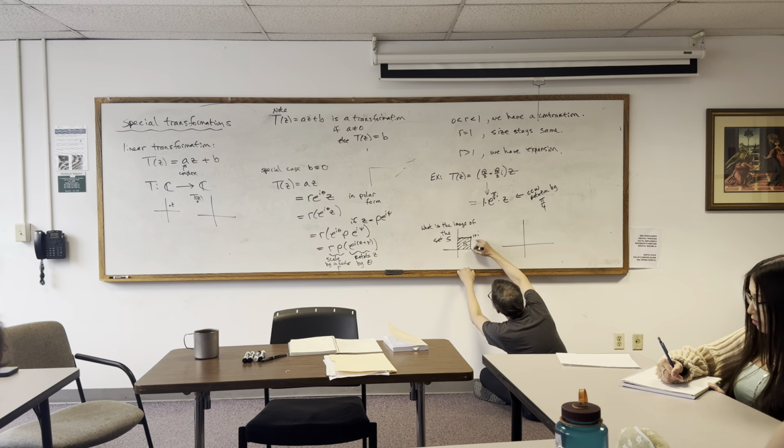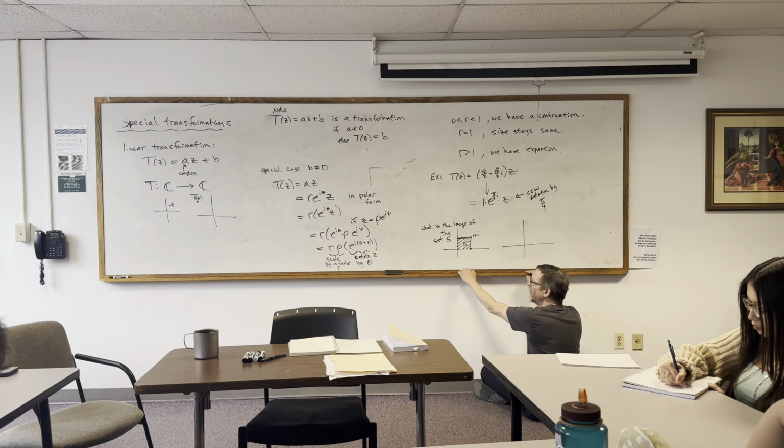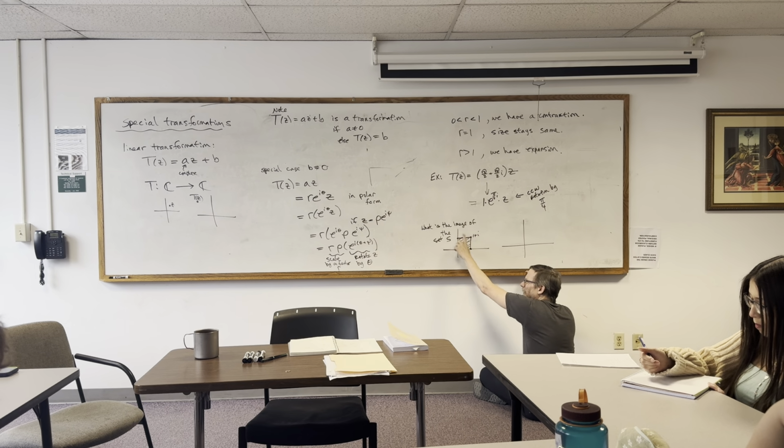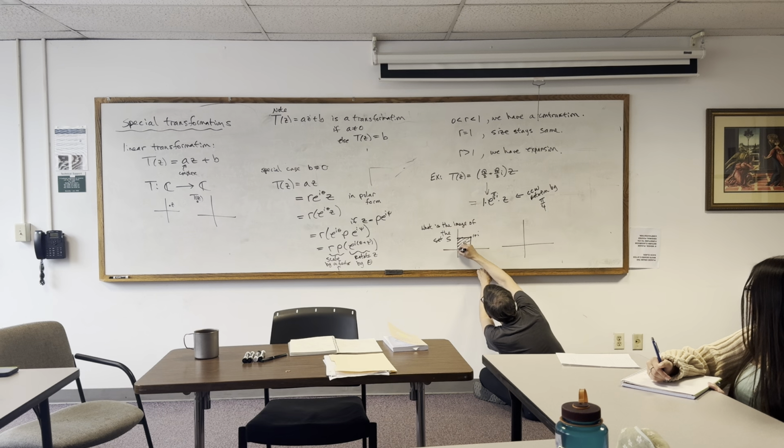Just trying to make sure everything's cool. So where does 1 plus i go? It goes up to the imaginary axis, right? And there's no scaling. What is that distance from there to there? Root 2, right? That's root 2.